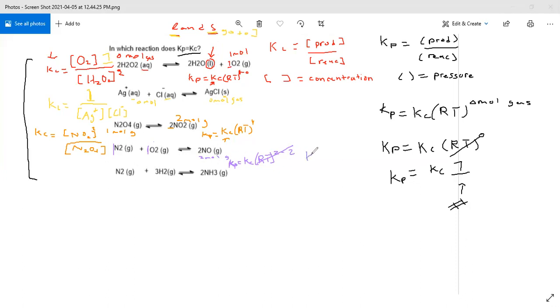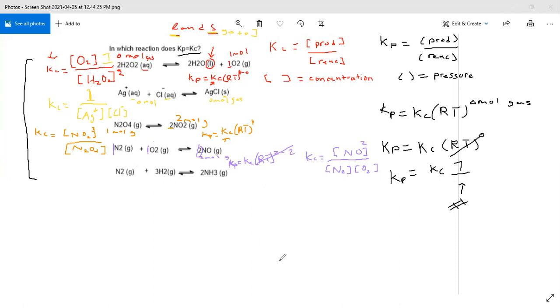So let's write our Kc out. Kc equals concentration of NO to the power of 2, because there's 2 moles of it, over the concentration of reactants. We only have 1 mole of N2 and 1 mole of O2. Great, that's going to be our Kc and our Kp.